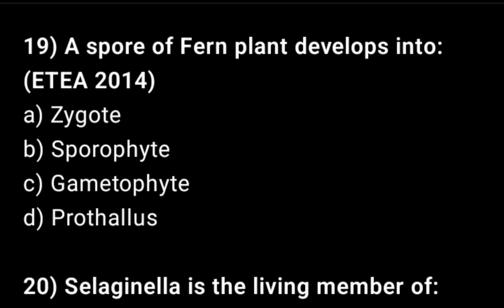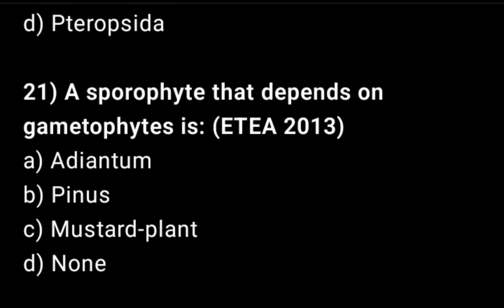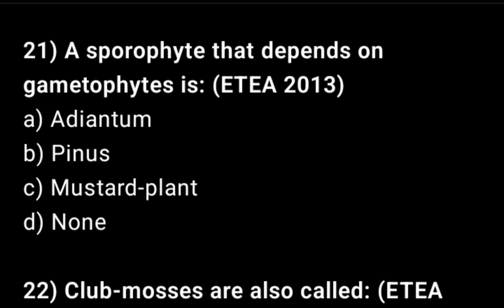19. A spore of fern plant develops into ETEA 2014. A. Zygote. B. Sporophyte. C. Gametophyte. D. Prothallus. 20. Selaginella is the living member of ETEA 2013. A. Psilopsida. B. Lycopsida. C. Sphenopsida. D. Pteropsida. 21. A sporophyte that depends on gametophytes is ETEA 2013. A. Adiantum. B. Pinus. C. Mustard plant. D. None.